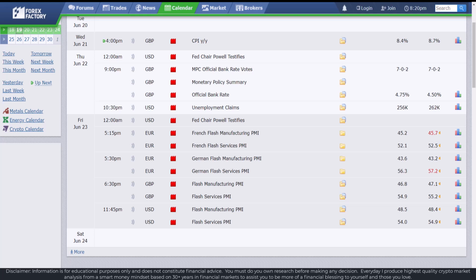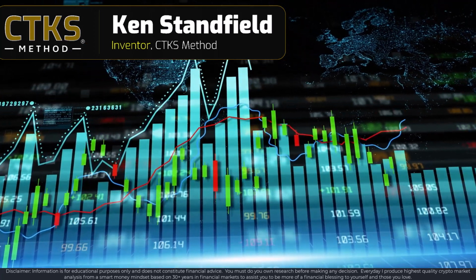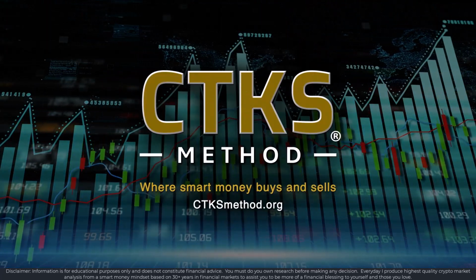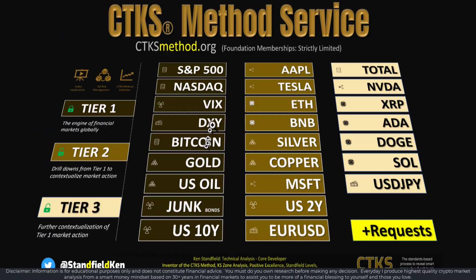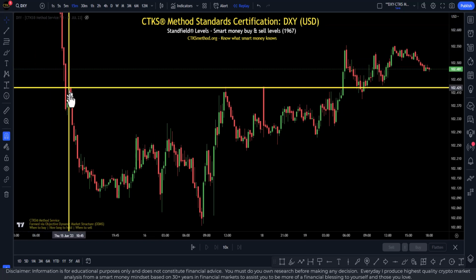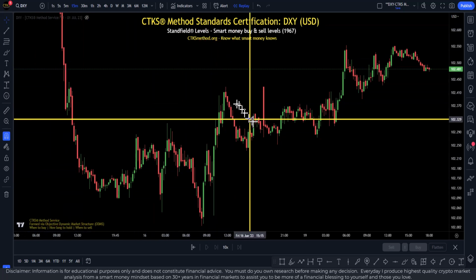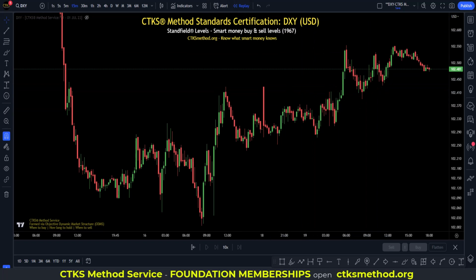Let's run the numbers. When looking at Forex, it's very important to know where the DXY is going. Also, the Euro USD and USD JPY are very important to understand. The DXY is a Tier 1 chart. Tier 1 charts move global financial markets, and the DXY is definitely an engine.